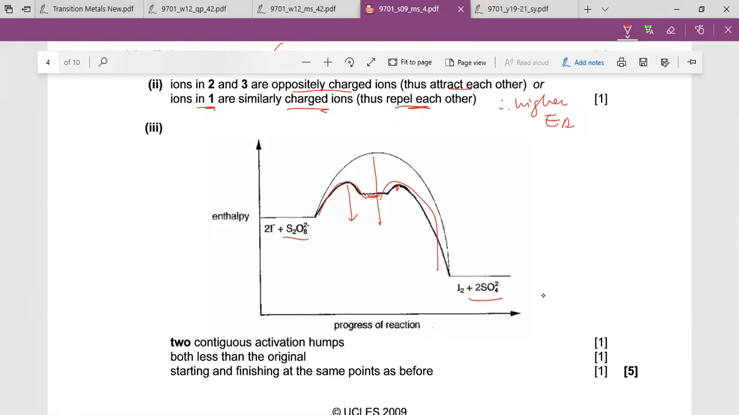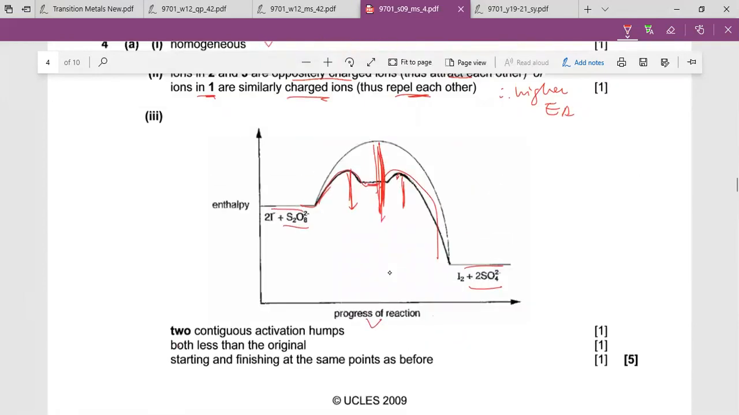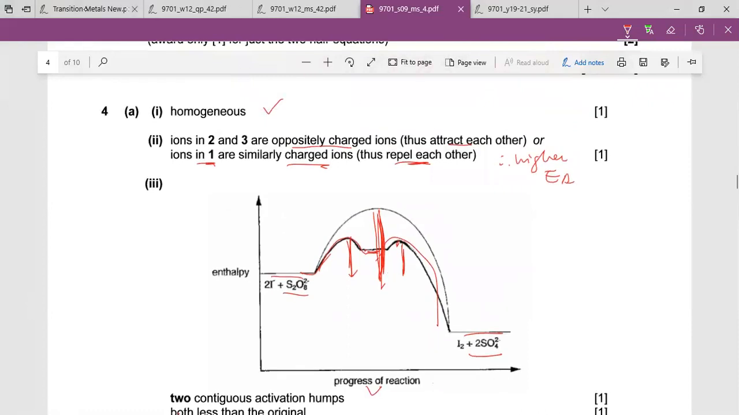Okay, 2 continuous humps, 1 mark, both less than the original. This is the original, starting and finishing at the same points. So you start here, you end here for either one of them. So 3 marks here. Now let's look at the other question.